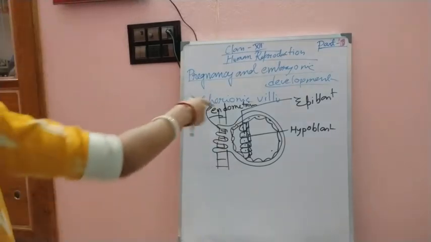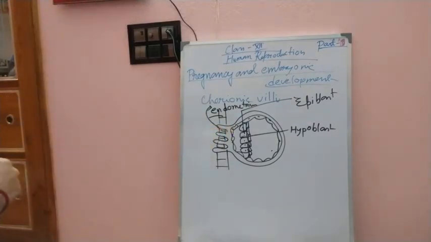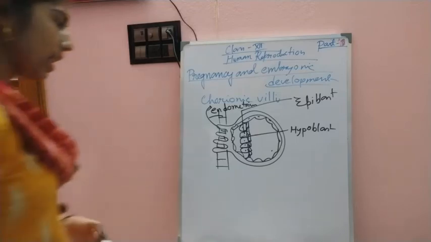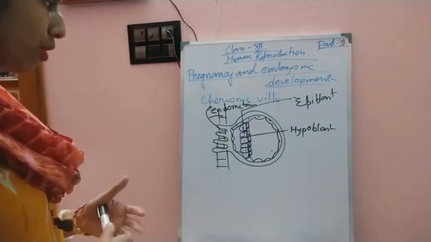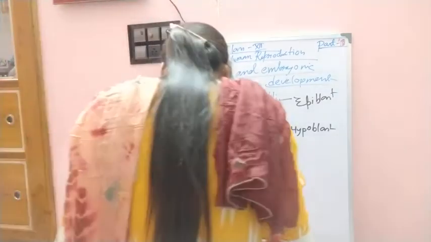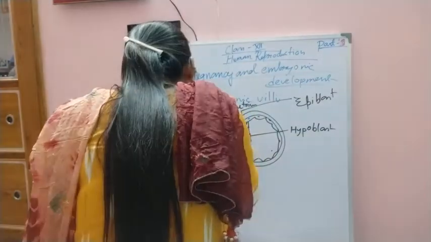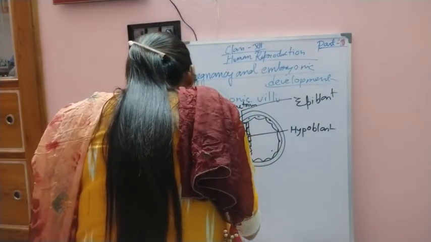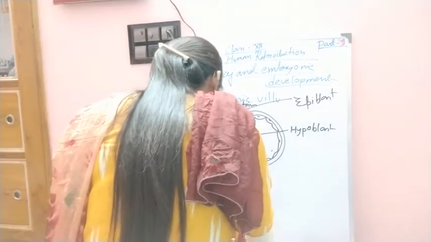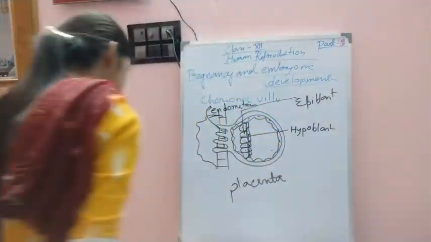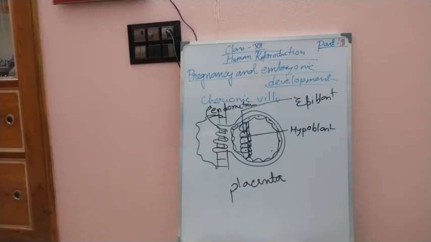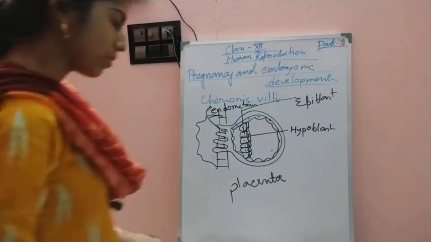Okay, and I have shown you what the other parts will be. So after that, what will happen? A structure will form, which is called the placenta, and the placenta will be developed like that. Okay, so placenta. After that, what will happen?